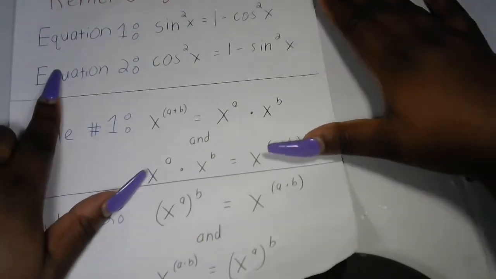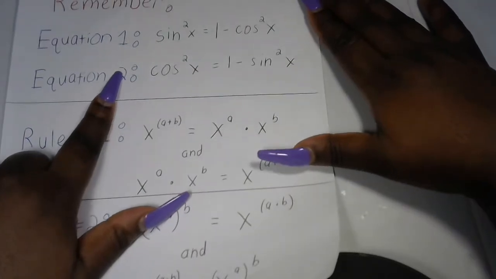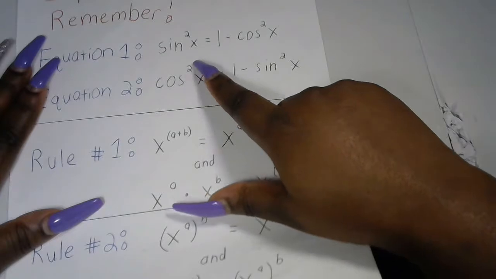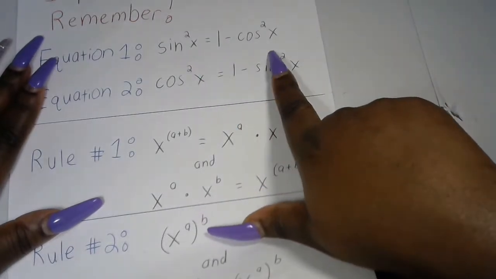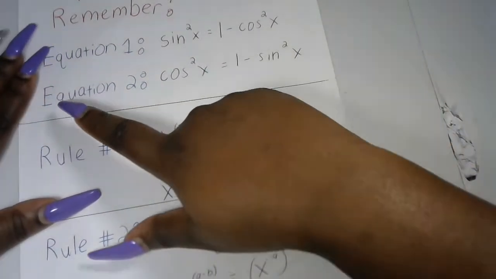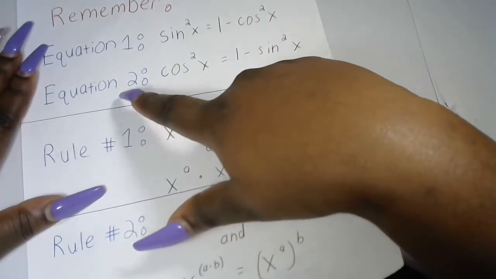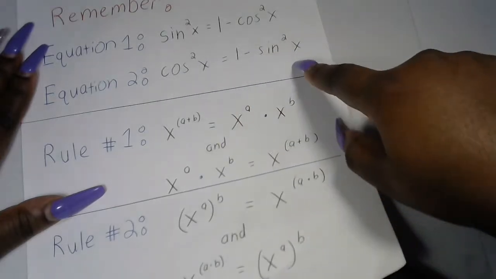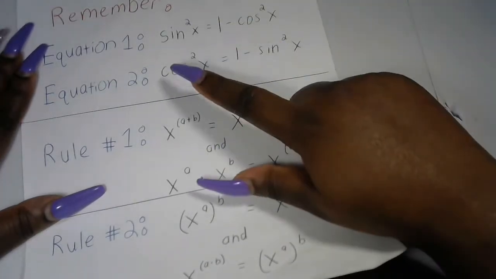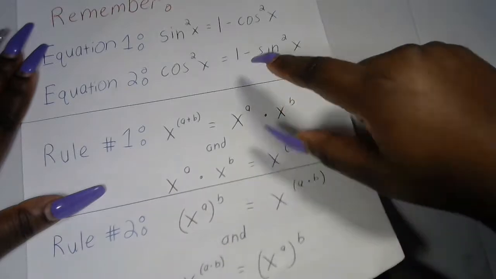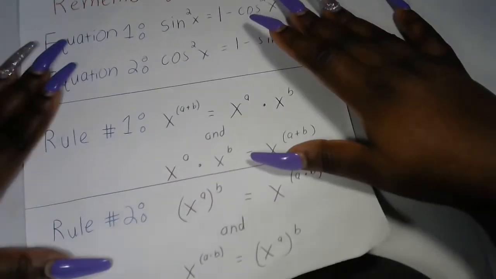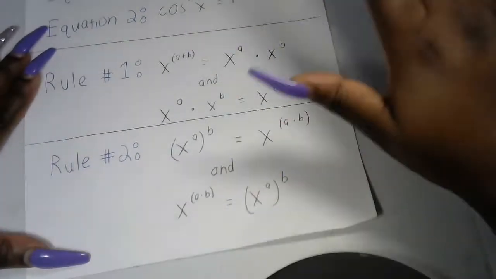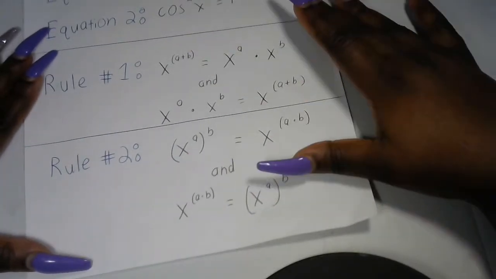For equation 1, this is a trigonometric identity: sine x squared is equal to 1 minus cosine x squared. And for equation 2, another trigonometric identity: cosine x squared is equal to 1 minus sine x squared. And then here are a couple of algebraic rules that are really important for this topic as well.